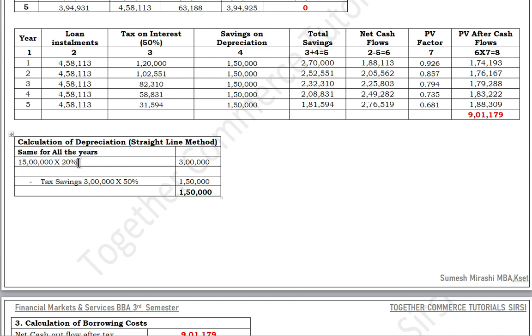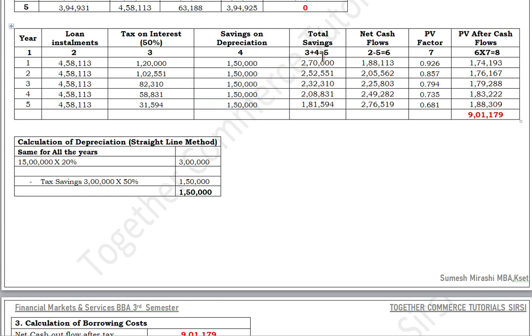So 15 lakh into 20% comes to 3 lakh. On this 3 lakh, you have to calculate 50% tax. So 3 lakh into 50% gives you 1 lakh 50. Then you should subtract 1 lakh 50 from 3 lakh. This is the answer, 1 lakh 50. This 1 lakh 50 comes the same for all the years. That's why it's called a straight line method. That means the depreciation is the same for all the years.